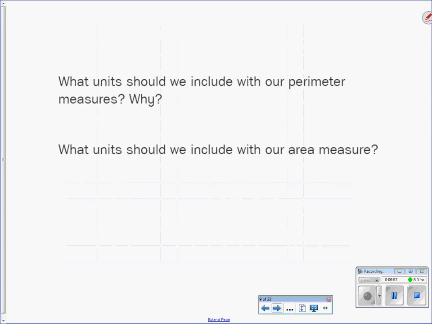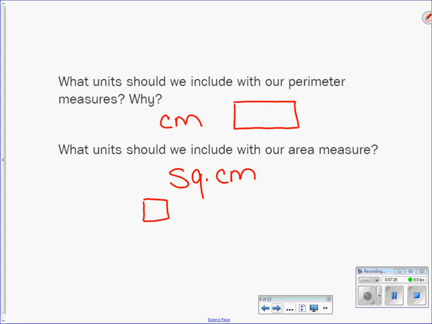All right, what units should we include in our perimeter measure and why? There's all kinds of different units we can use. Okay, what units should we include in our area measure? On the last one that we did centimeters. And on our area, we have to do square centimeters, because remember, anytime you're using area, you're squaring it because you're using the whole entire square. Whereas on a perimeter, you're just looking at the outside boundaries.